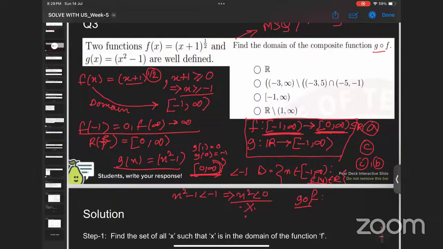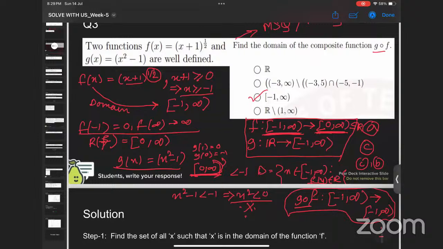So the domain will be the whole interval, minus 1 to infinity. This will be the domain and codomain for this function, right? So this option is clearly correct. Option C.